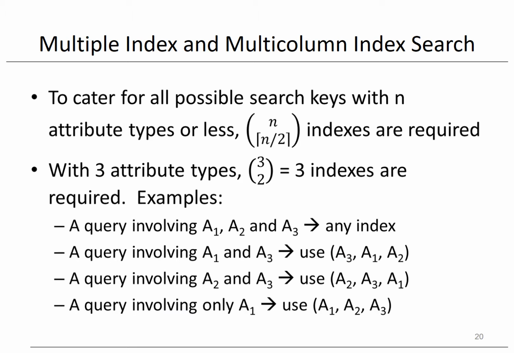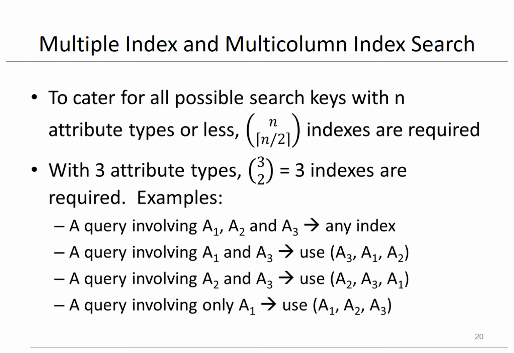To cater for all possible search keys with n attribute types or less, the number of combinations of the ceiling of n divided by 2 out of n indexes are required. For example, with 3 attribute types, the number of combinations of 2 out of 3, or 3 indexes, are required. The index combinations A1, A2, A3; A2, A3, A1; and A3, A1, A2 accommodate any query that includes A1, A2, and/or A3.